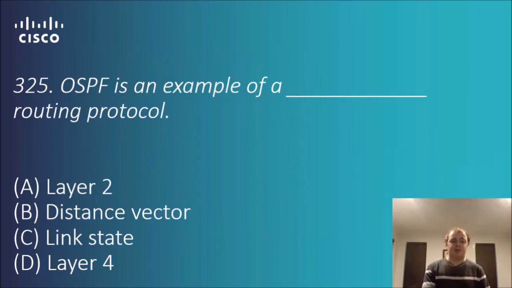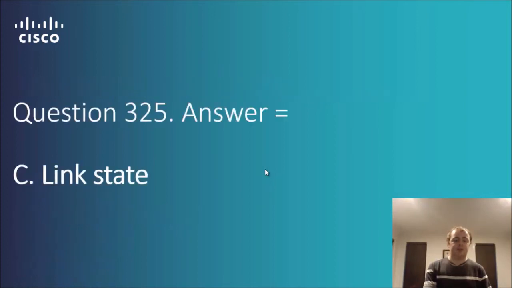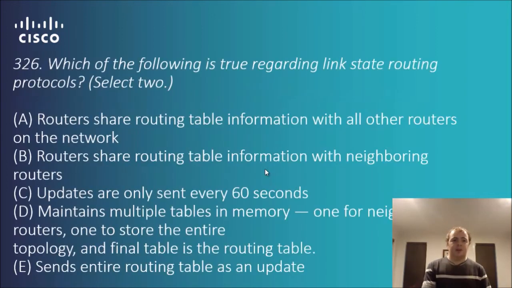325, OSPF is an example of a blank routing protocol. We've got layer 2, distance vector, link state, and layer 4. So we'll move on to the answer for this one. It is C, a link state routing protocol.